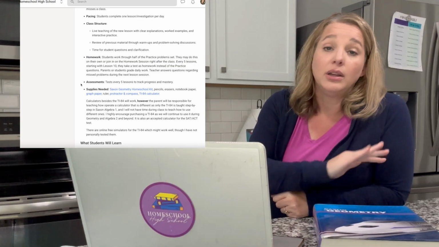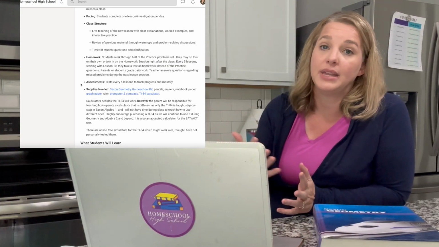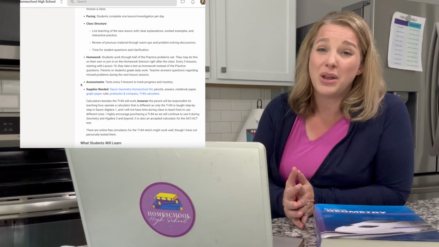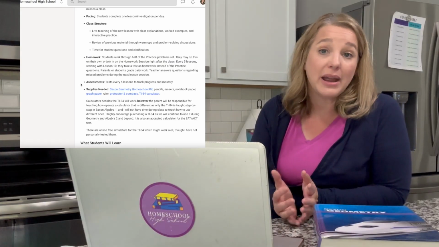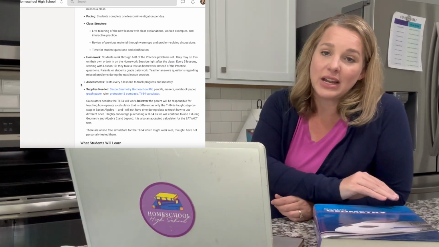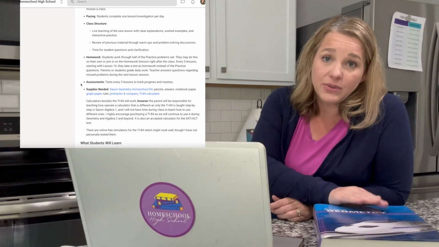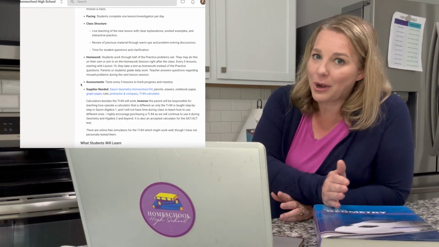That is an option. They do not have to do that homework together, but that's an extra resource available that has been really helpful for my students this past year as they've done Algebra 1. It's been really nice for them to be able to work through at least some of the homework together.